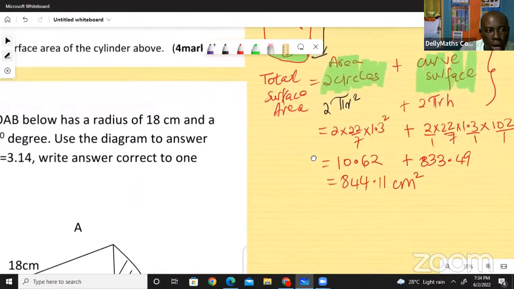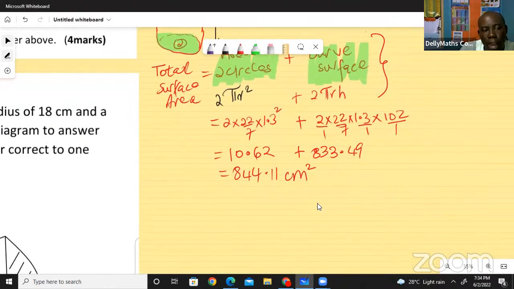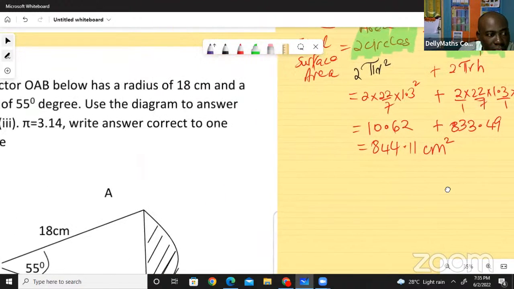They said to find the surface area of the cylinder, so you write that as your answer. I am saying to you, a question like this is coming. Make sure that you look at how you work out the curved surface, what the formula for the curved surface is, and utilize it when the time comes. All right. So that's that.